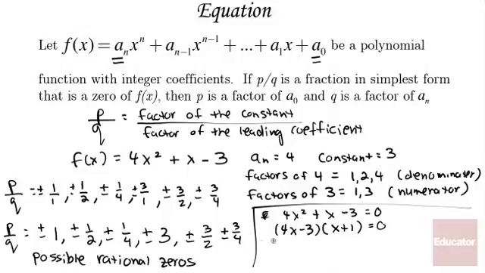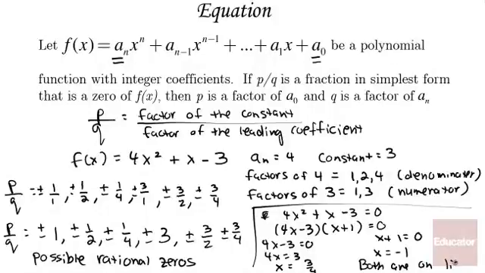Using the zero product property, I'm going to get 4x minus 3 equals 0 and x plus 1 equals 0. So this is going to give me 4x equals 3, or x equals 3/4. This will give me x equals negative 1. I look and I have 3/4 on the list and I have negative 1 on the list.